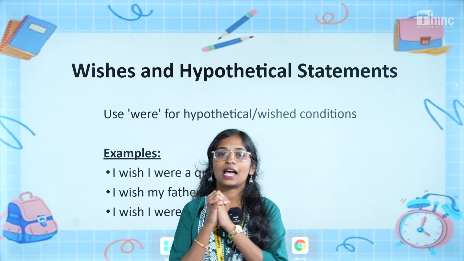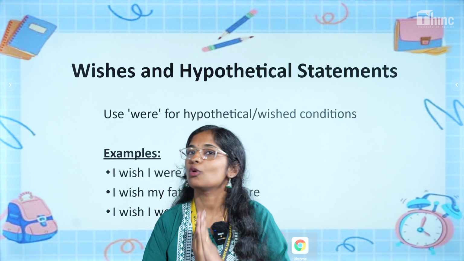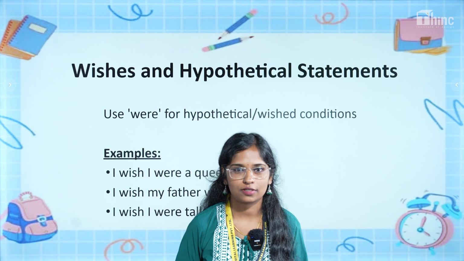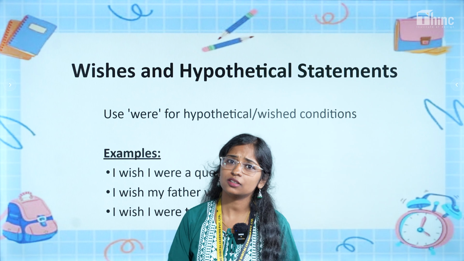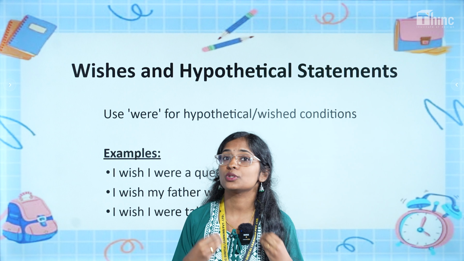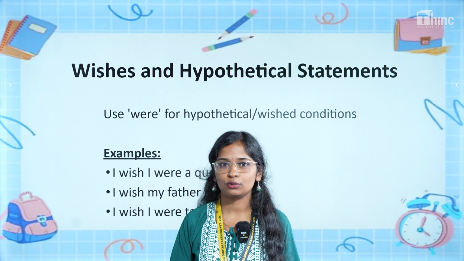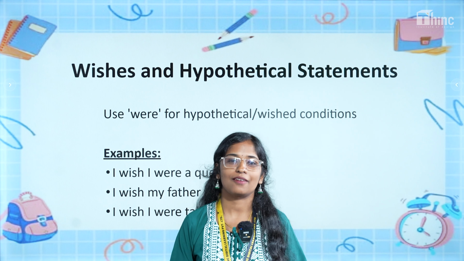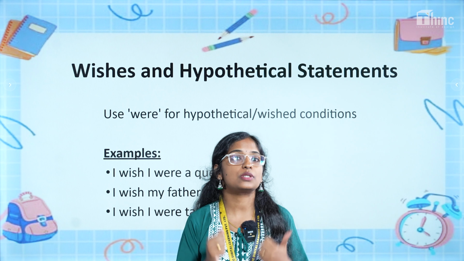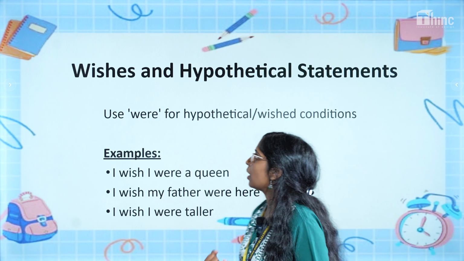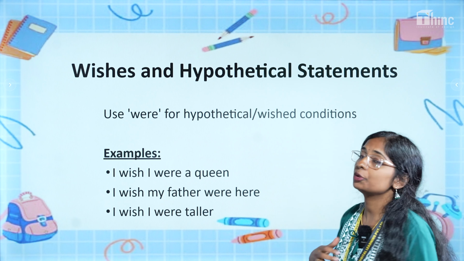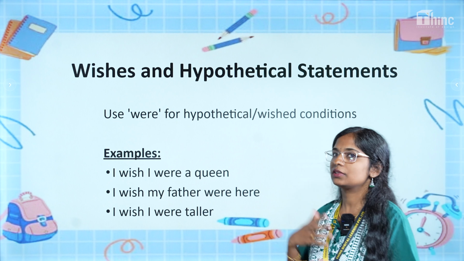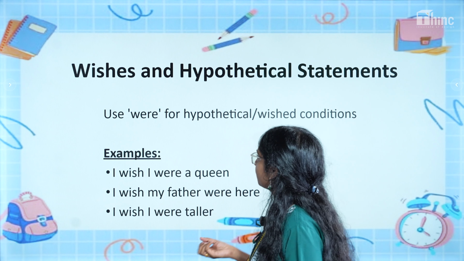Next, with I, what do we use? Is it was or were? We use was, right? I was absent for class yesterday. I was sick. So with I, we use was. But we have an exception. We use were when we are talking about wishes or hypothetical situations, some things which are never gonna happen.